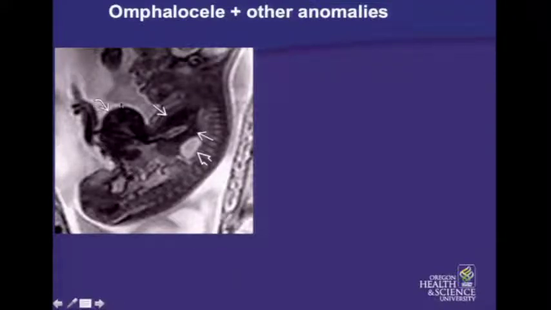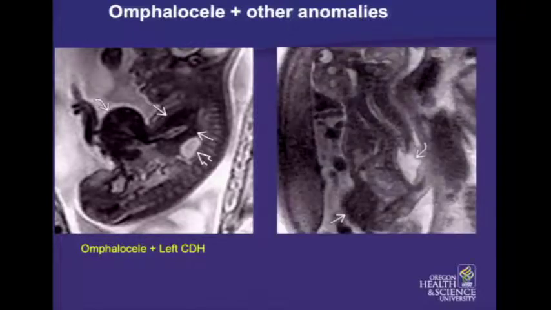Here's a case in which the right lobe of the liver is out, the left lobe is in the chest, the stomach is in the chest, and this baby therefore has omphalocele and left-sided CDH. The prognosis is much worse for cases like this.